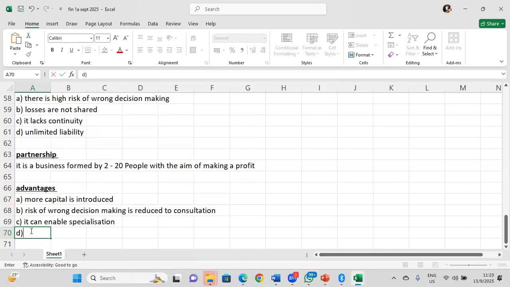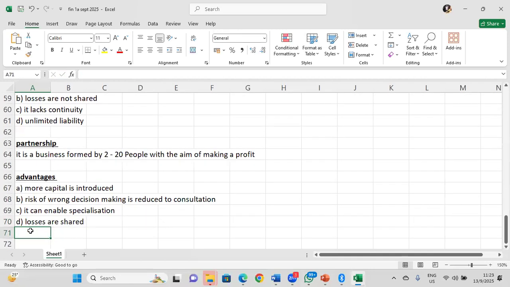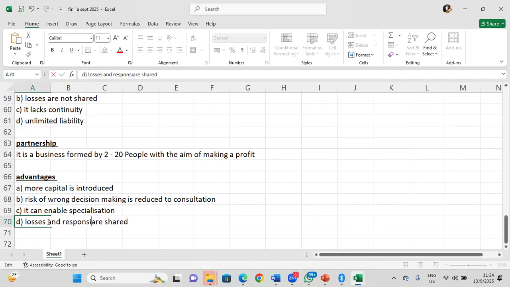Then also, in a partnership, we tend to share losses. If we are running the business as a partnership, losses and responsibilities are shared.